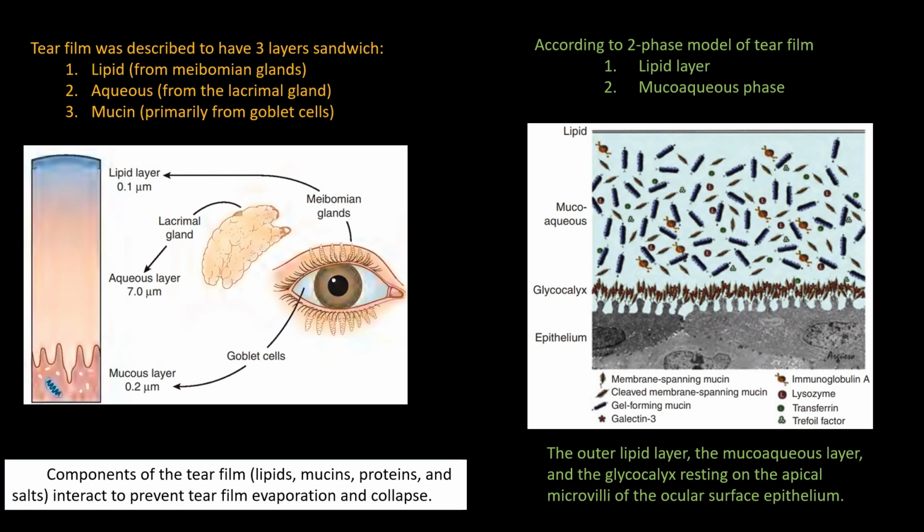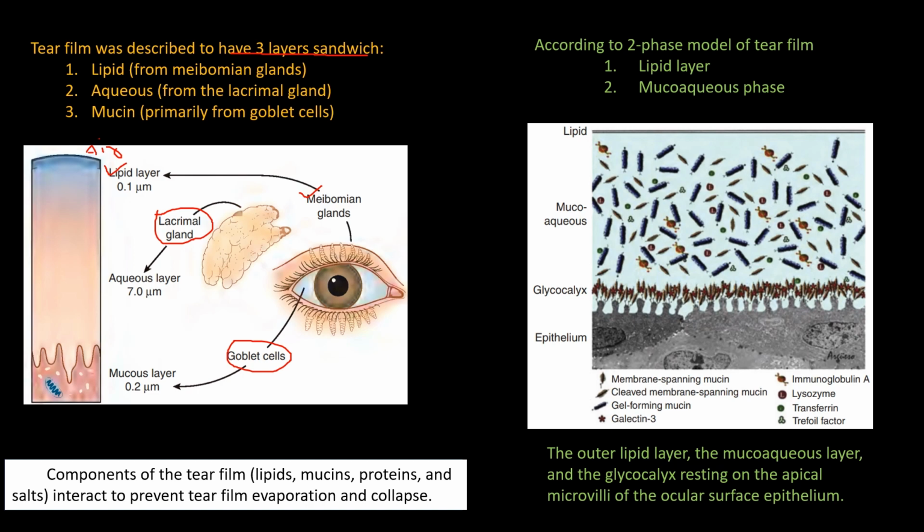Tear film was described to have three layers, a sandwich. The meibomian glands secrete the lipid layer, which is the outermost layer, in contact with air. The middle one is the aqueous layer, which is secreted by the lacrimal gland, and the innermost layer is the mucus layer secreted by the goblet cells.